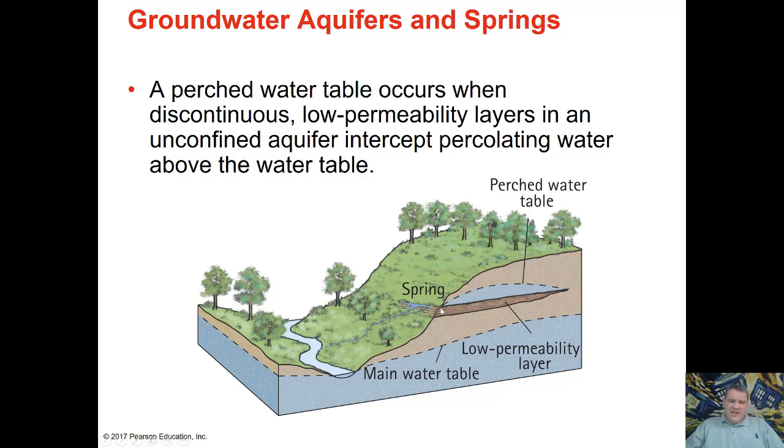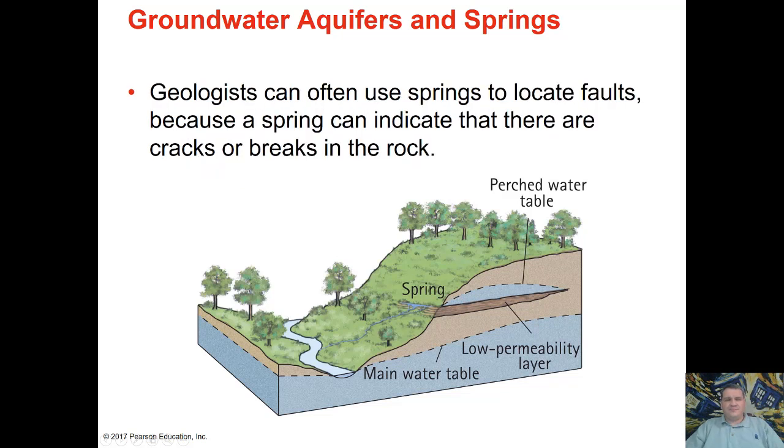Okay, this can actually lead to a spring. If you've ever seen a spring just coming straight out of the mountain, this is what's happening. Okay, we have a perched water table, and then the water is leaking out of the mountain at that region.